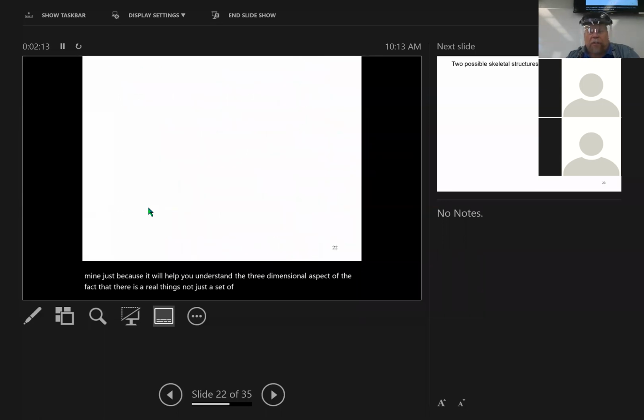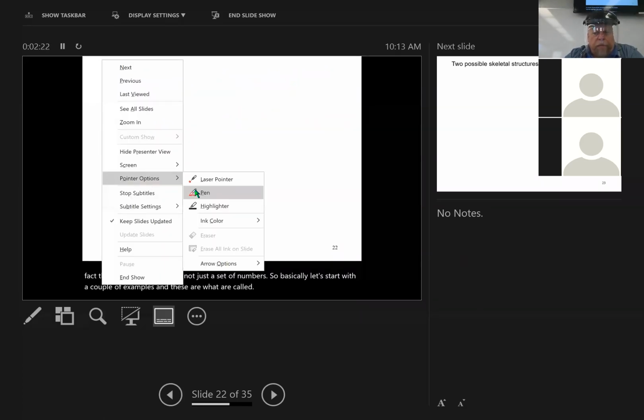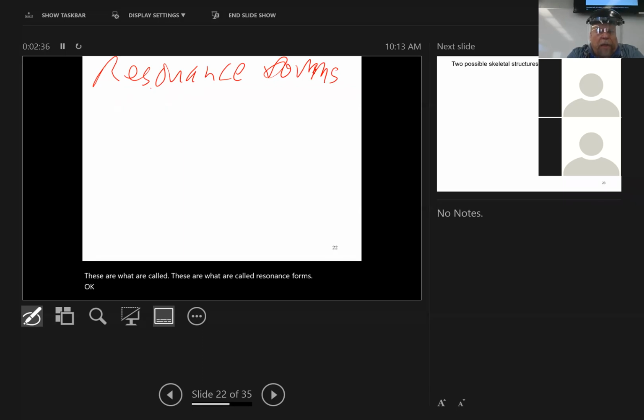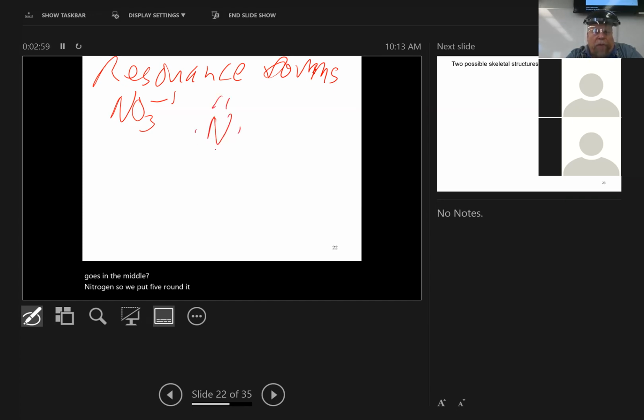So basically, let's start with a couple of examples, and these are what are called resonance forms. An example of that is, for example, nitrate. That's a very obvious one, but you notice it's -1 associated with this. So based on what we did before and where it is on the periodic table, what goes in the middle? Nitrogen. So we put 5 around it. 1, 2, 3, 4, 5, right?